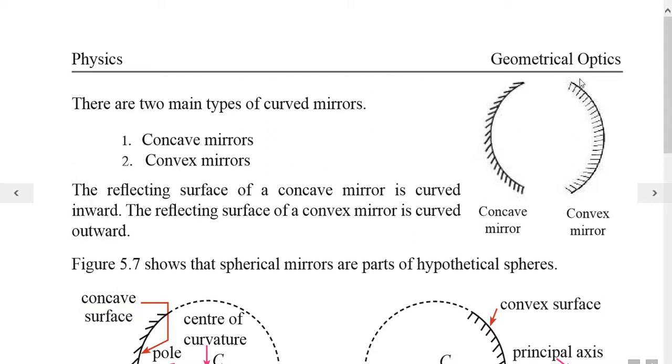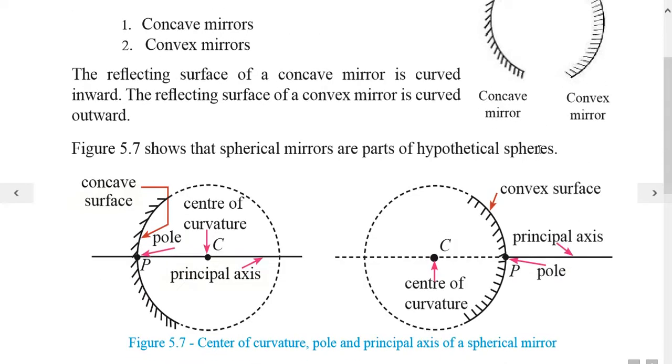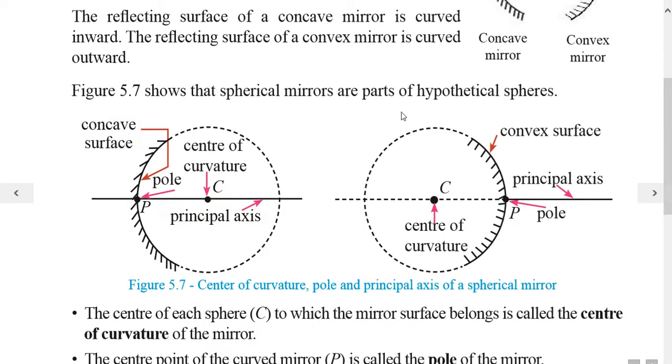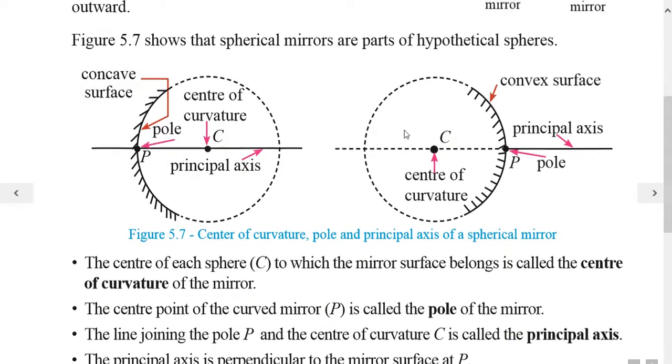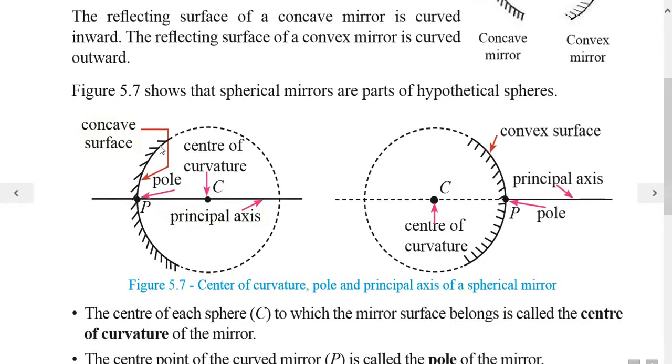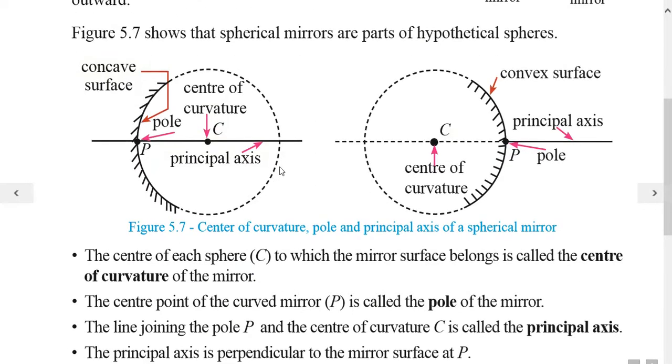Then a convex mirror means the reflecting surface of this mirror is curved outward. The reflecting surface of this mirror curved outward is the convex mirror. Then you know the difference between concave and convex mirrors. According to these two types, we identify there are some terms related to these two types of mirrors.